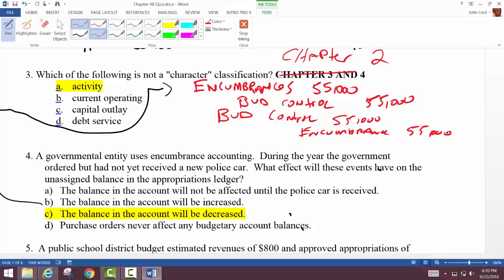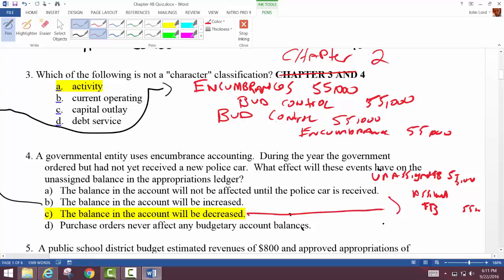Okay, and so what do I go ahead and do? I debit the unassigned fund balance for 55,000, and I credit what? Assigned fund balance for 55,000, just like I did for that whatever it was 300,000 that hadn't come in yet on the other example that we just looked at. But it does do what? It does decrease the fund balance, doesn't it? Right? The unassigned fund balance?